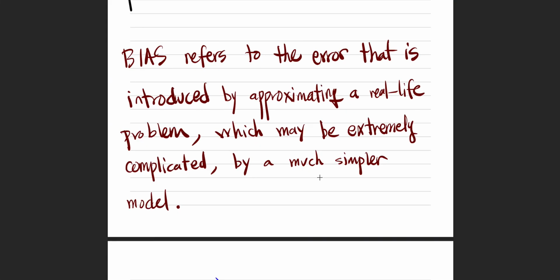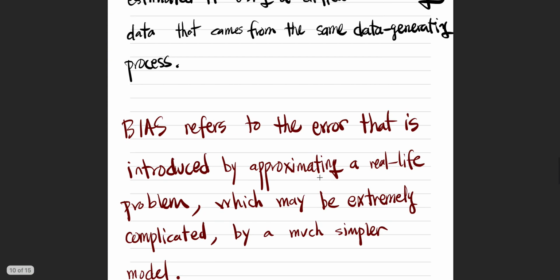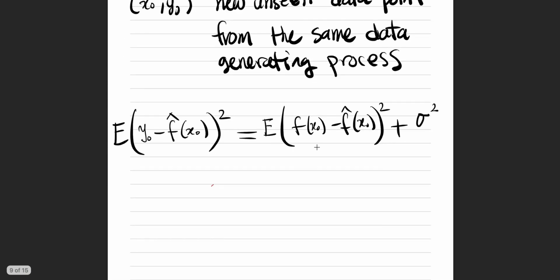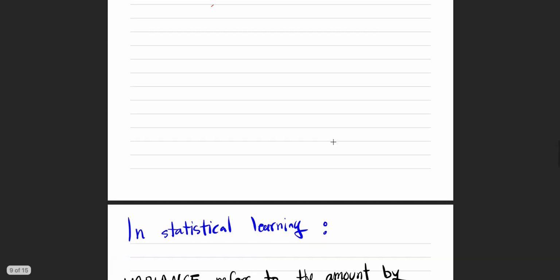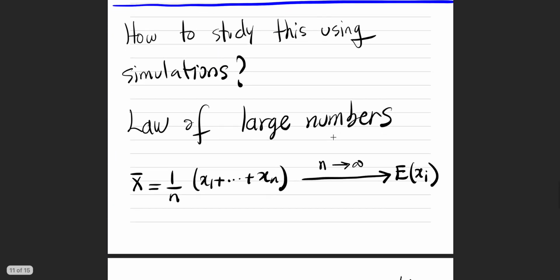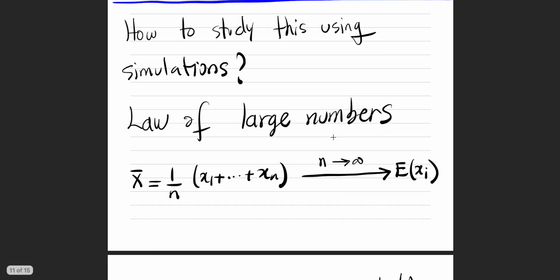So it turns out that we can write down this part in terms of a bias squared and variance. So if we wanted to study this using a simulation, how would we do it? We would use the law of large numbers, which means that we have the sample mean. The sample mean converges to the population mean as the sample size increases.